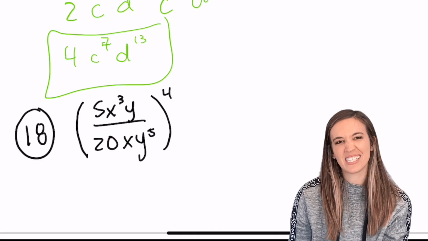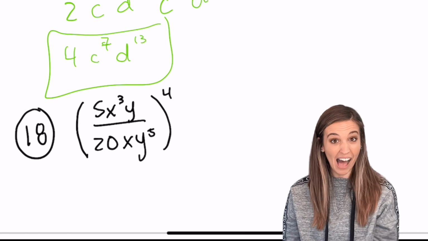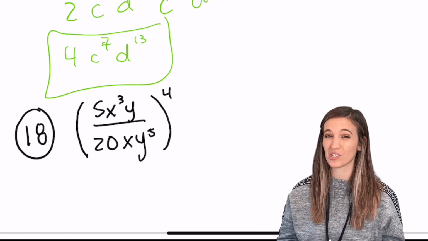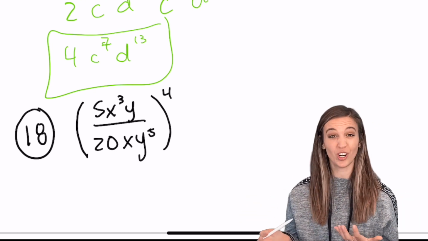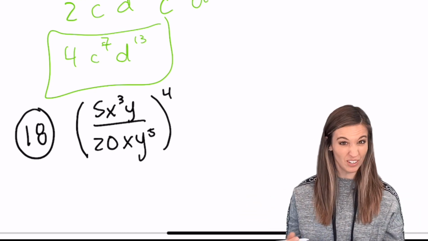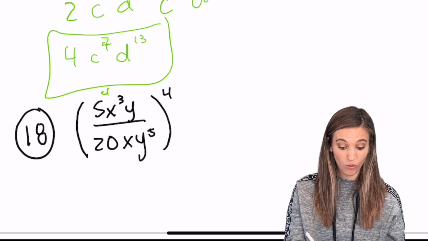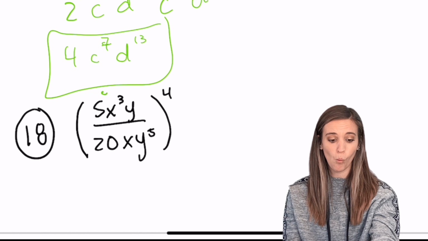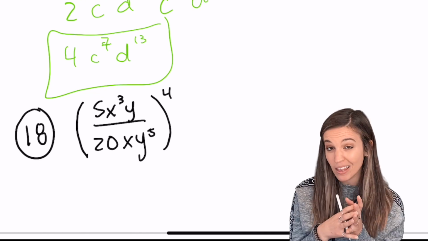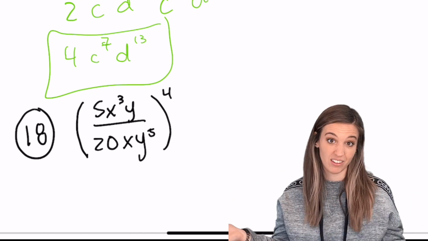Now looking at this next one, okay, well, I have a big set of parentheses all to the 4th power, so maybe I should expand? I mean, nothing's wrong to do first here, but if I start expanding, do you guys see what's gonna happen? I'm gonna get a 5 to the 4th power and a 20 to the 4th power. Ooh, I don't know what those numbers are. So what if I go ahead and simplify the inside of the parentheses before I expand this out?